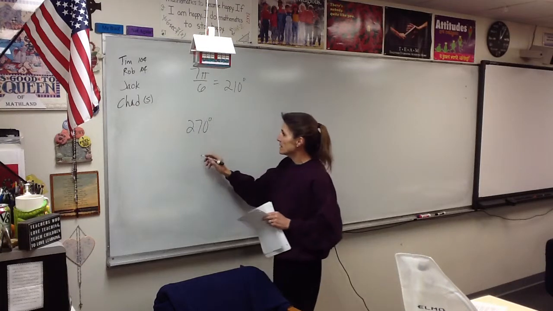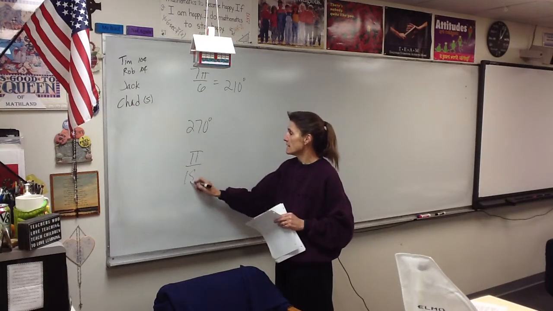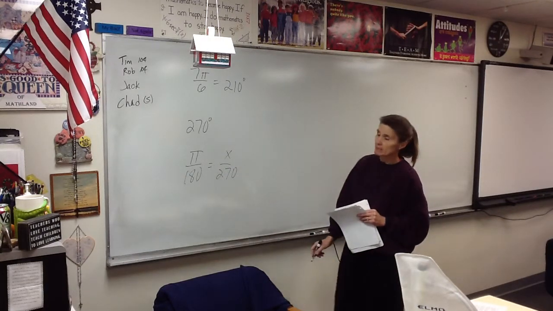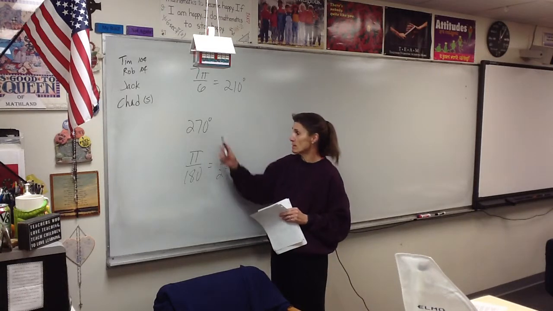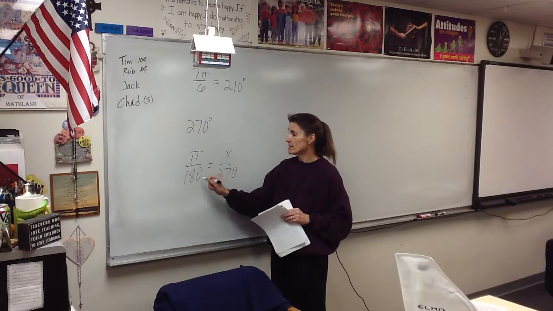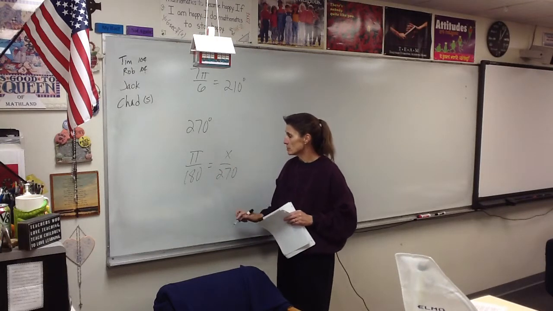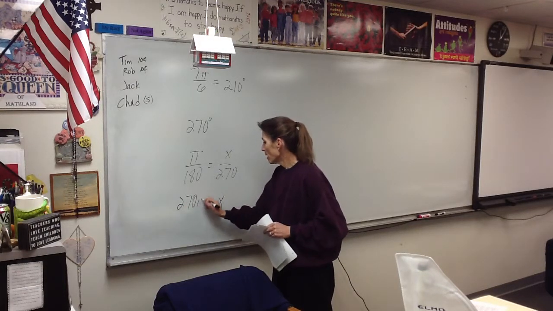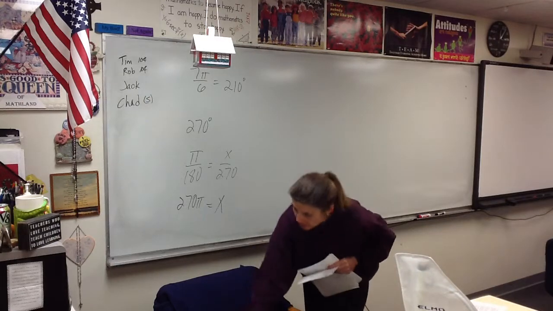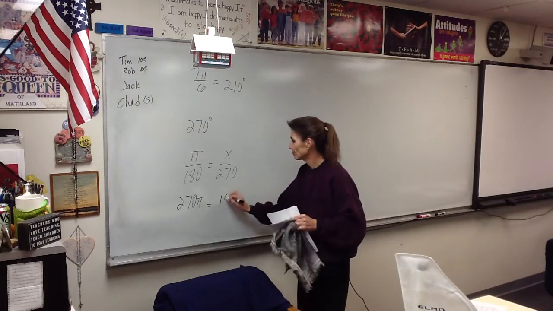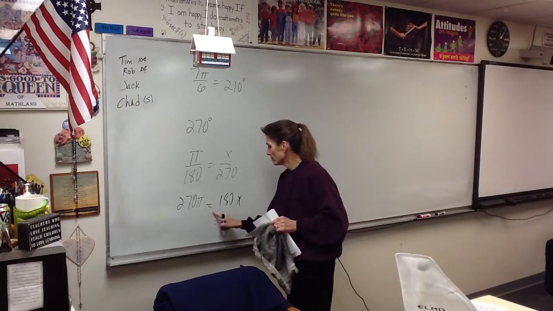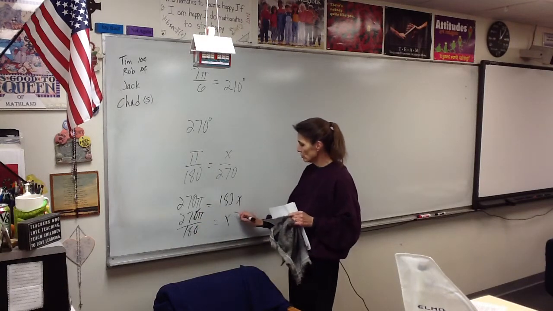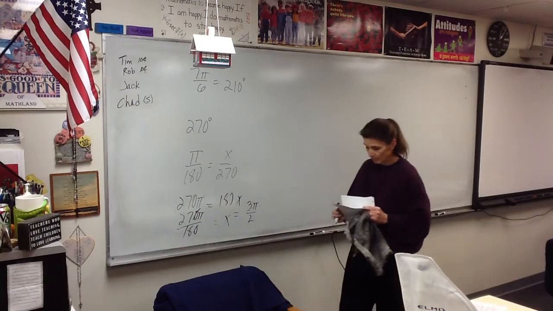270, we're going to change that to radians. So we'll say pi over 180 equals x over 270. That's our proportion that we set up every single time we need to change a degree measure into a radian measure. Pi radians is 180 degrees. How many radians is 270 degrees? So we'll cross multiply. So we have 270 pi equal to 180x. So x equals 270 pi over 180, which does reduce to 3 pi over 2.